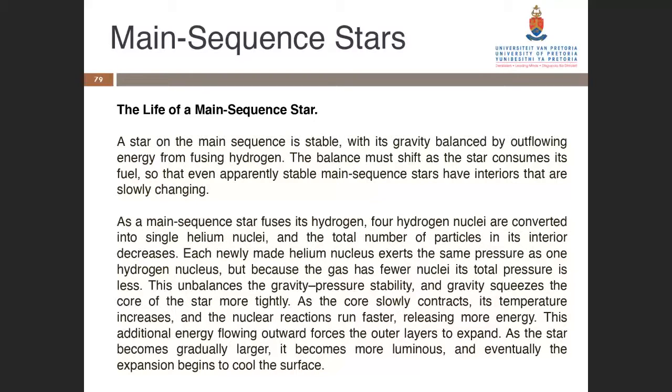This unbalances the gravity-pressure stability, and gravity squeezes the core of the star more tightly. As the core slowly contracts, the temperature increases and the nuclear reactions run faster, releasing more energy. This additional energy flowing outward forces the outer layers to expand. As the star becomes gradually larger, it becomes more luminous, and eventually the expansion begins to cool the surface.